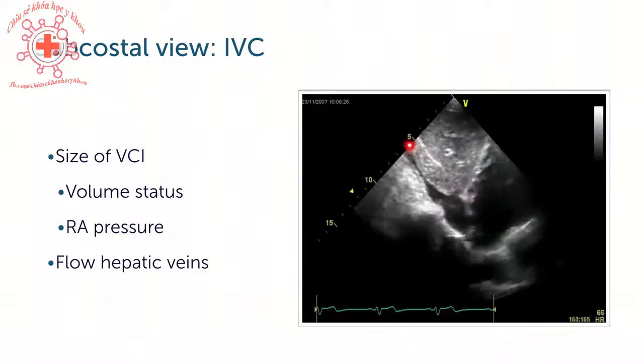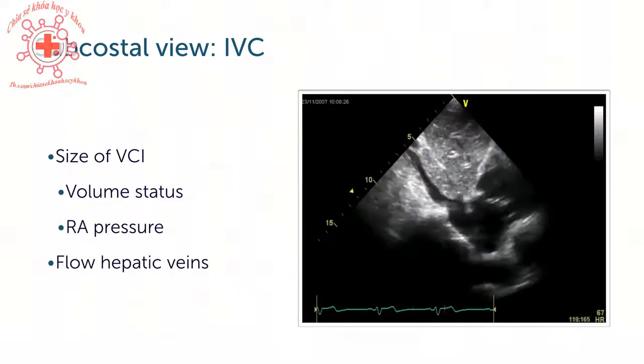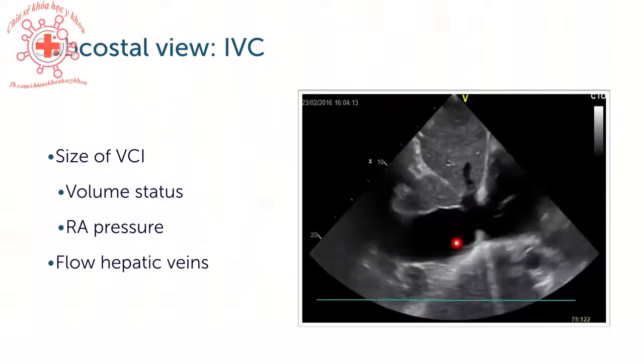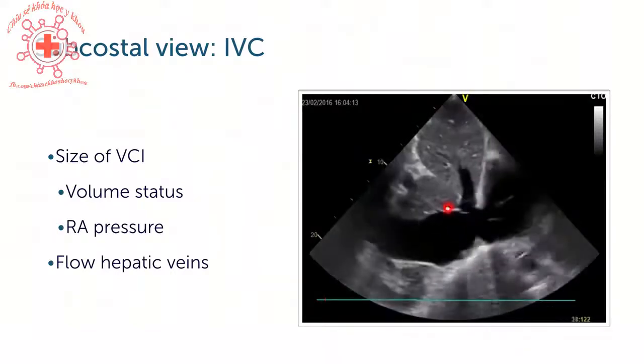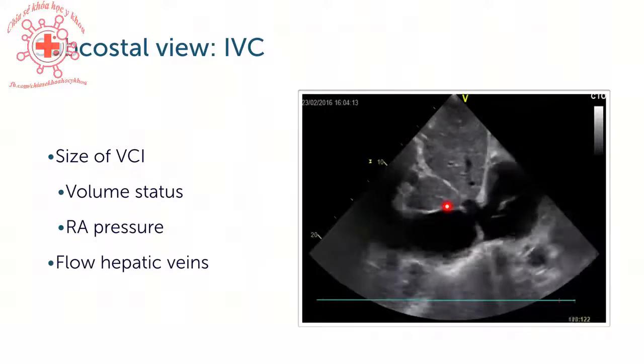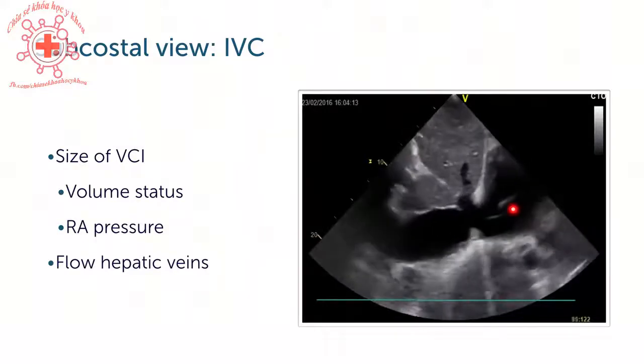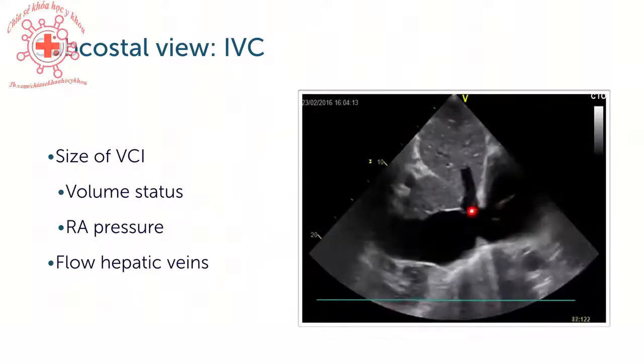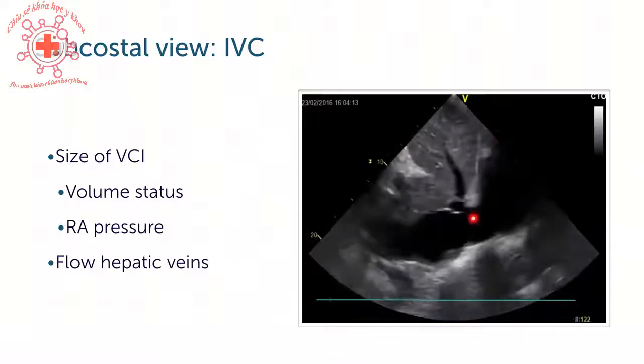Take a look at the width of the IVC in this patient and compare it to this patient. I guess it's easy to see that the IVC is massively dilated here. So this patient definitely has elevated right atrial pressure. Note also that the hepatic veins are dilated.